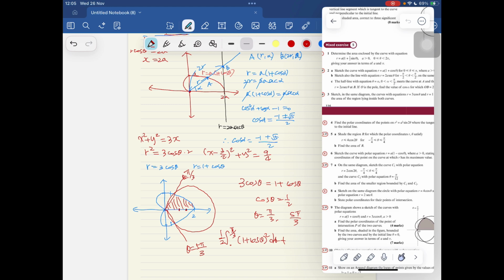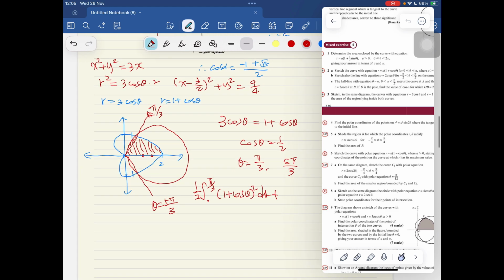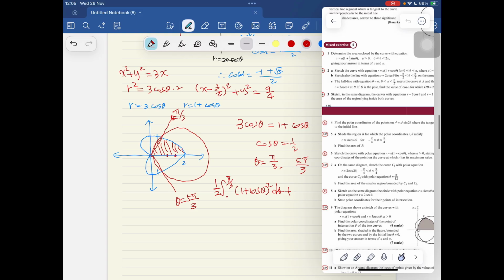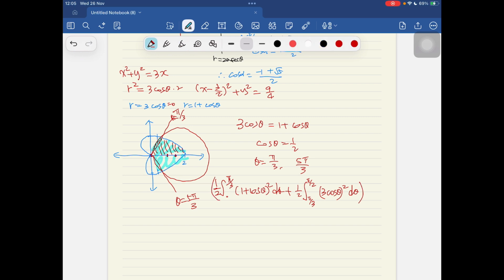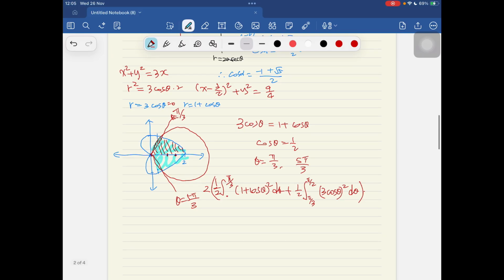Plus, and here, this red part is pi over 3, but I need to know when this becomes 0, because this is 0. So that is pi over 2. So here, between pi over 3 to pi over 2, the red one is 3 cos theta. So 3 cos theta squared d theta. And actually, from the symmetry, this part and these parts are the same, so we can multiply by 2. This is what we need to find.